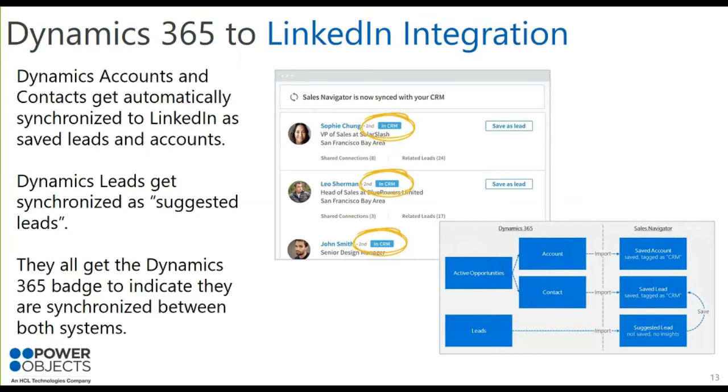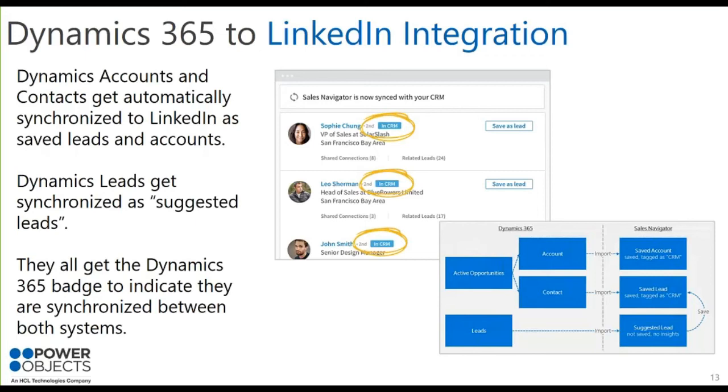Excellent. Thanks. So what's currently in the market is Dynamics 365 to LinkedIn, which is not the other way around. Currently, Dynamics accounts and contacts can get synchronized to LinkedIn as saved leads and accounts. So anyone that's currently in Dynamics, you can push out to LinkedIn. As you can see on the screen for Sophie, Leo, and John, it will mark in a little record, it will say in CRM, knowing that these two people are linked. And that's going to allow you to do in Dynamics is get synchronized on suggested leads themselves.